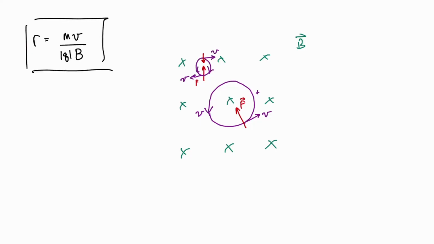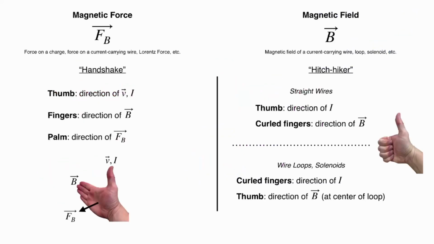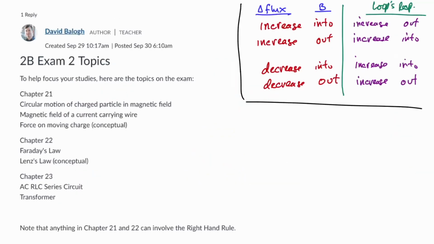I might have called that out. I would have put that as a topic. And same for current carrying wires. I have the magnetic field of a current carrying wire. That's not what you're referring to? You're referring to the force on a wire, force on a charge. I would have called those out directly.